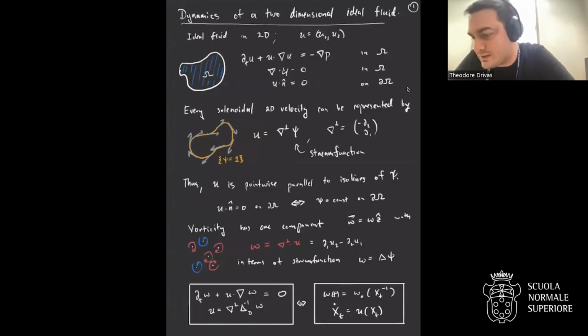So let's start just with the equations. I'll be considering bounded domains, possibly with some smooth boundary. The 2D Euler equations are this system here. It's divergence free, so incompressible, and the velocity is tangent to the boundary, so it's non-penetrating.